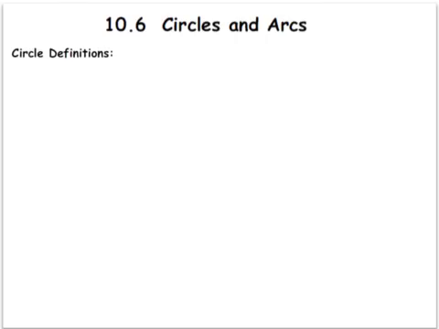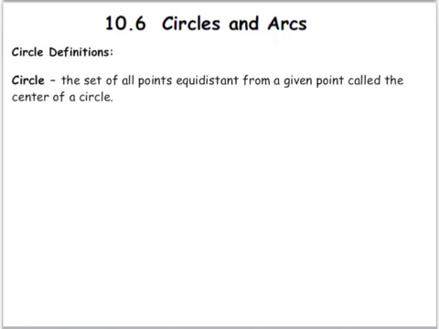10.6, circles and arcs. All right, here are some definitions for circles that you should already be familiar with. So we're going to fly right through them. First one. We talked about the definition of a circle in class, so this should be familiar to you. A circle is a set of points that are equidistant from a given point called the center of a circle.